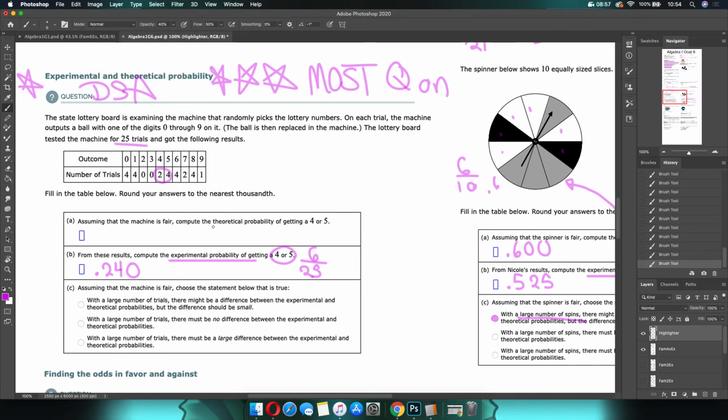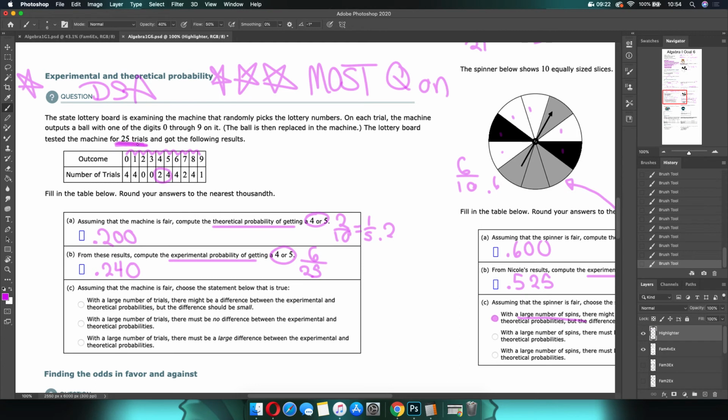So then what's theoretical going to be? Well, how many total outcomes are there? We have 1, 2, 3, 4, 5, 6, 7, 8, 9, 10. So it's going to be out of 10. And then how many are going to be a 4 or a 5? There are 2 out of those, which is 1/5, which is 0.2. So this would be 0.200. And again, how many trials is there for this?